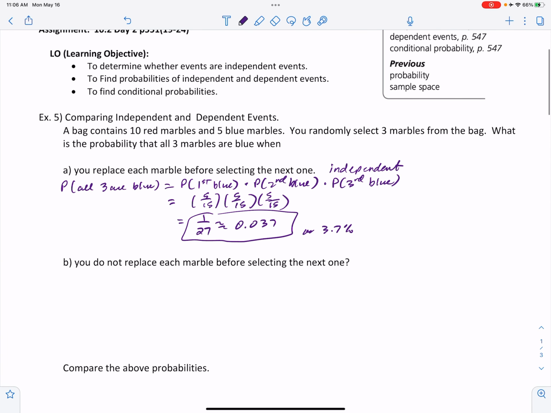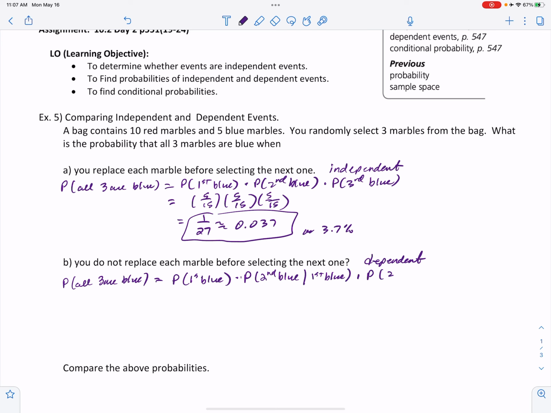In the next one, you do not replace each marble. That is going to be dependent probabilities. And so in that case, the probability all 3 are blue: the first one is just the probability the first is blue, but then that's going to be times the probability that the second is blue given the first is blue, which changes that probability, and then that the third is blue given the first 2 were blue.